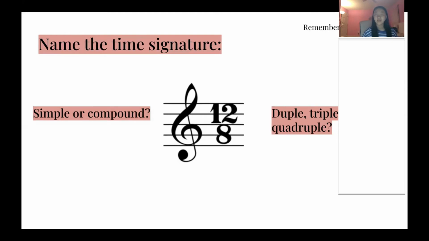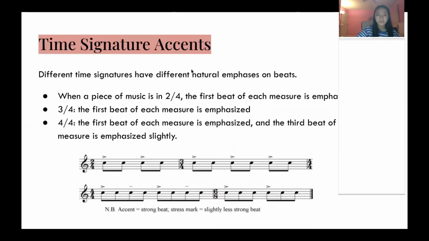Very good. So would 4 be a duple, triple, or quadruple? Quadruple. Very good, because duple means 2, triple means 3, and quadruple means 4. So now that we know it's quadruple, is it simple or compound? Compound. Very good, because we had to divide by 3 in order to get 4. Everyone else in the chat got it right. Good job. So this is a compound quadruple.